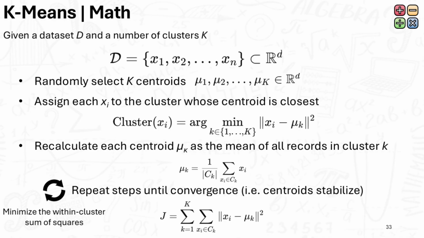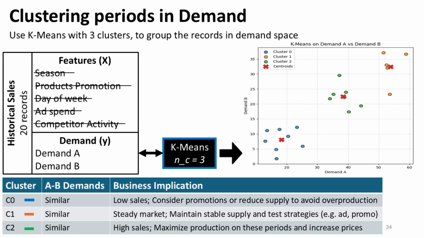This transition from raw data points to defined clusters is what allows us to apply specific optimization rules to specific market conditions. We are now applying k-means with 3 clusters to our demand space for products A and B by grouping our 20 historical records. The algorithm has identified 3 clear operating modes for our business, visualized by the blue, orange, and green points and their respective red X centroids. Each cluster carries a unique business implication that should dictate our production strategy.